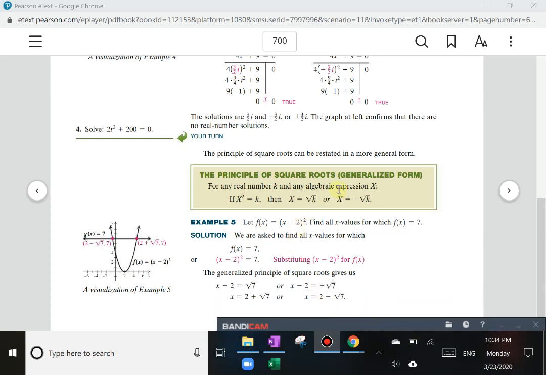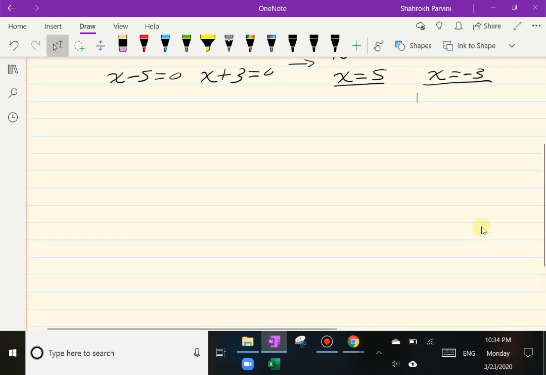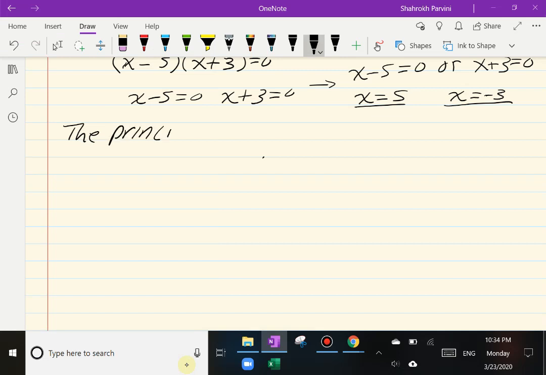Now, let's take a look at something here real quick. In here, I'm going to show you how that principle works. So this is again the principle of square roots.